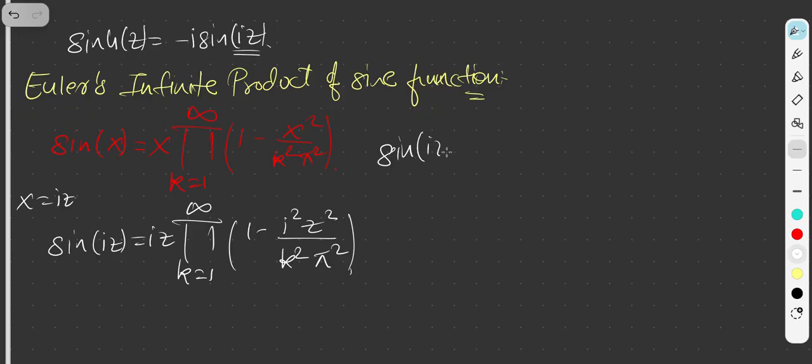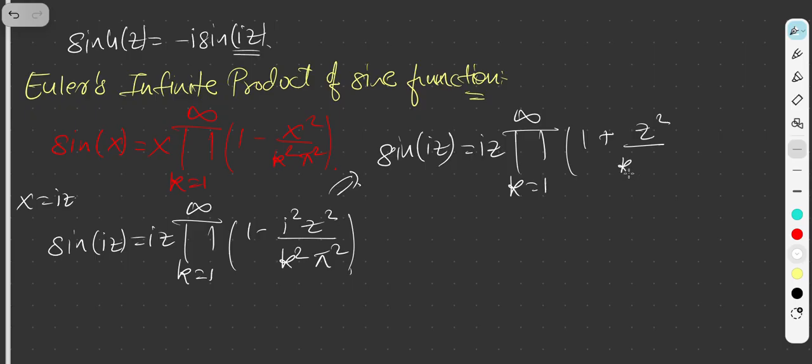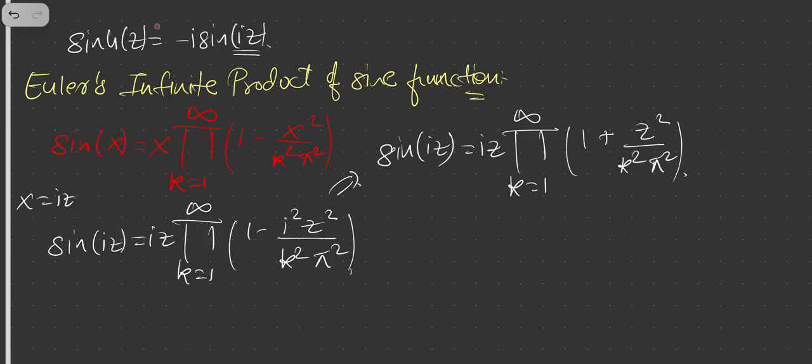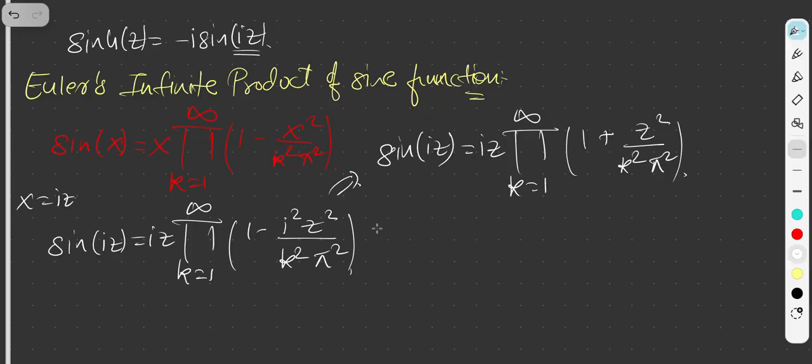So we would be having sine of iz equals iz times the product as k goes from 1 to infinity of 1 plus z squared over k squared pi squared, right? And we are not done yet. We have to multiply this thing with minus i.